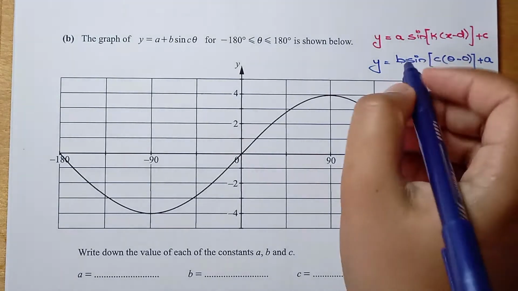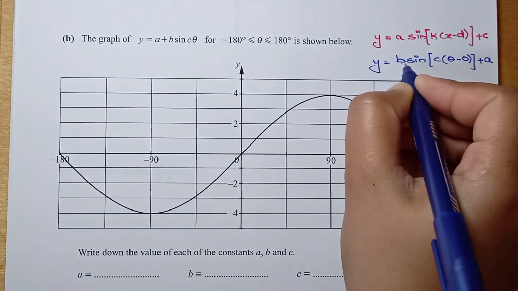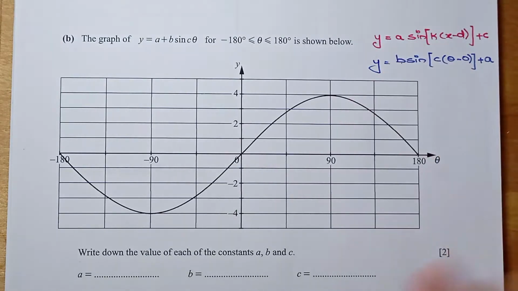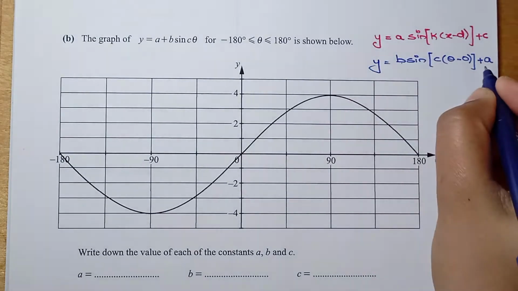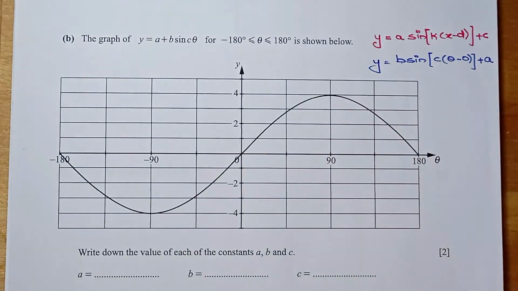Okay, so first we need to find the b value. What is the b value? The b value is the amplitude, right? So if we have been given the curve, how can we find the amplitude and the equation of axis? So this b is the amplitude and a is the equation of axis. Okay, so for amplitude and equation of axis, first we need to find the maximum and the minimum point of this curve.